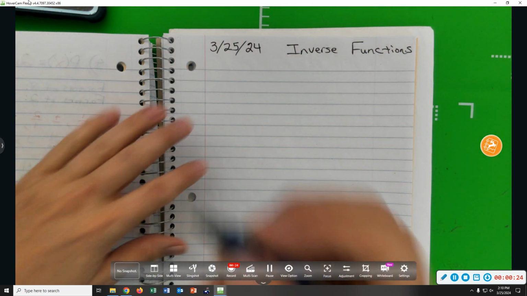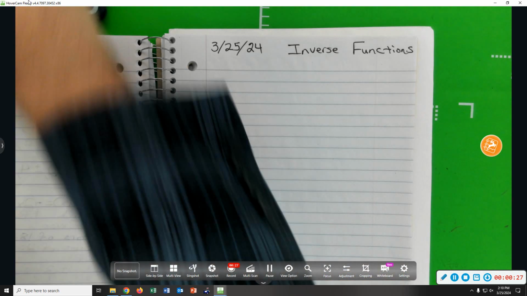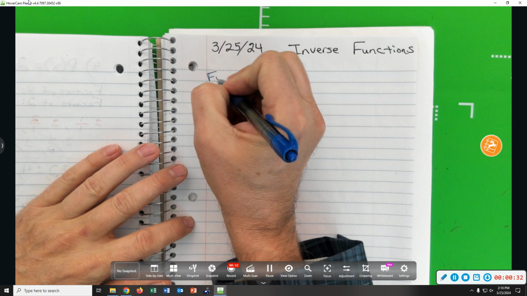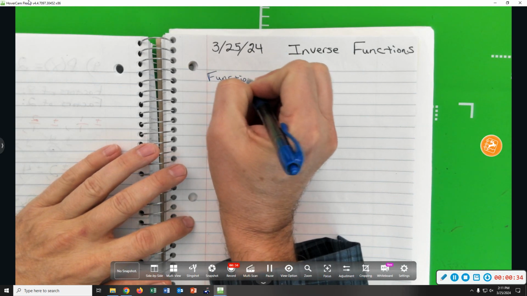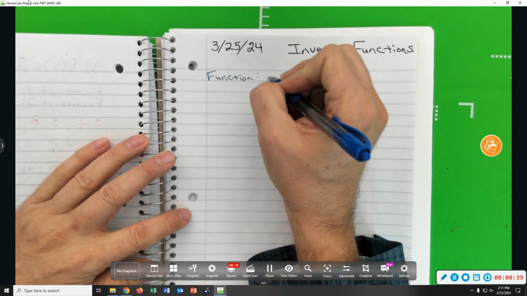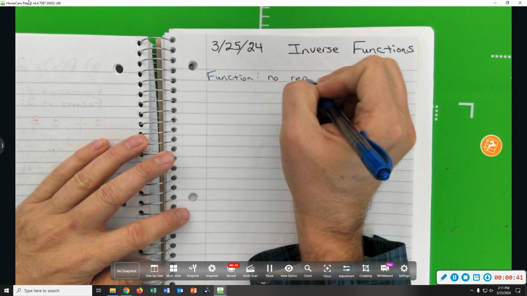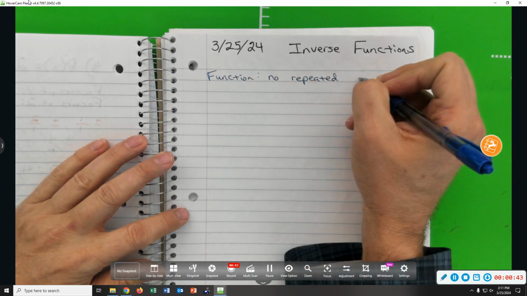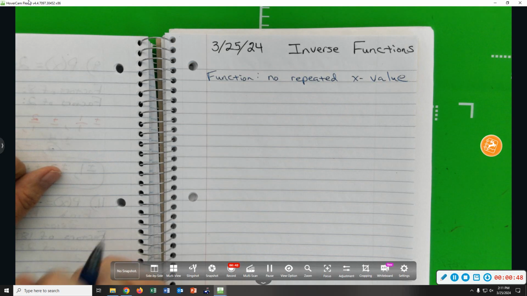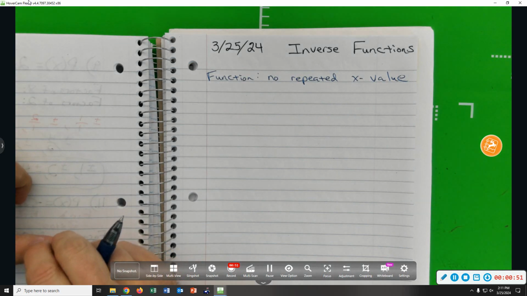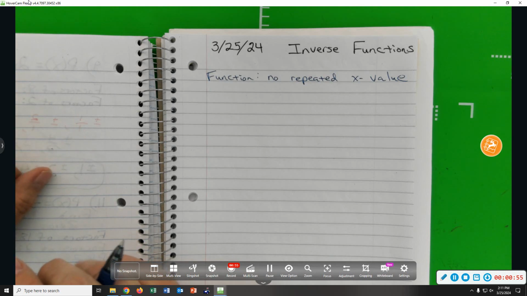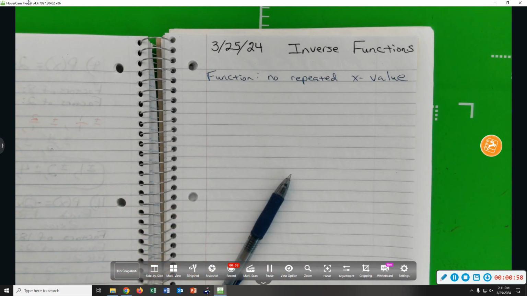Remember, we said that a function was a set of ordered pairs of which there was no repeated x value. Formerly we said each x could be assigned to one and only one y value. You can't have an x value assigned to two different numbers. We said that repeated y values were okay.